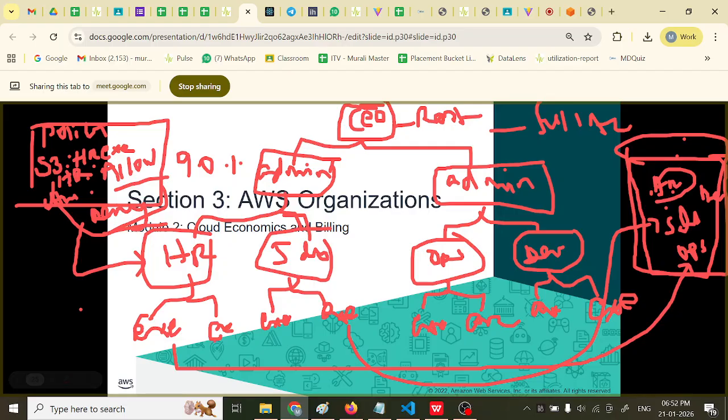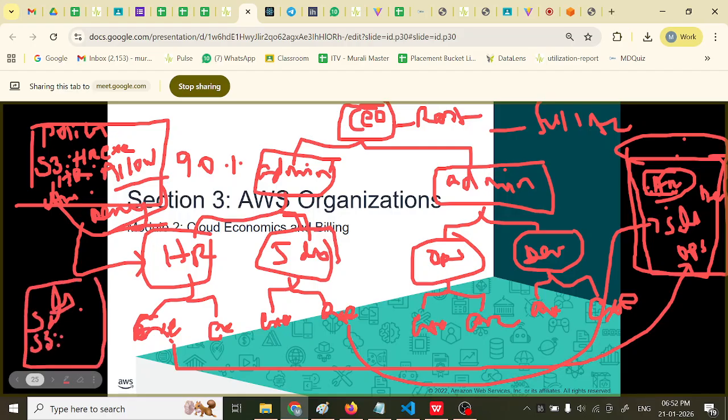By this way, what will happen? This executive can only access the HR folder alone, not the other folders. Same thing, we write one more policy for the sales executive. Instead of HR, you put sales executive, sales folder allow, other folders deny.